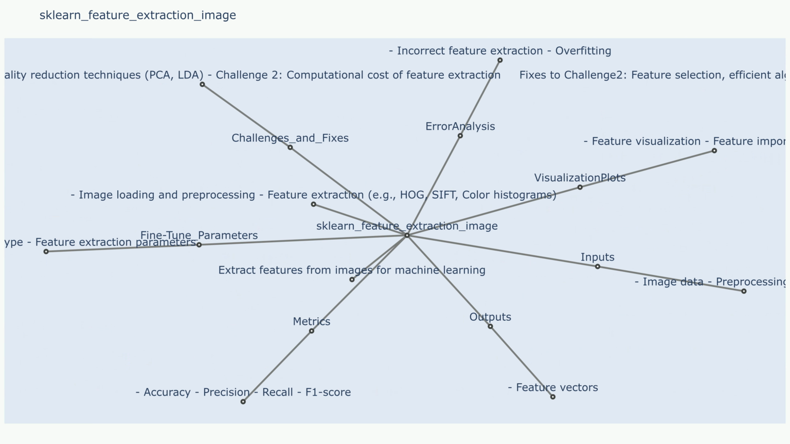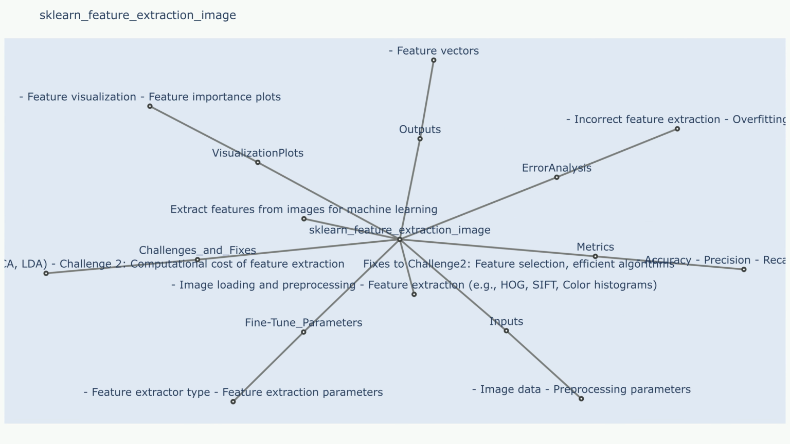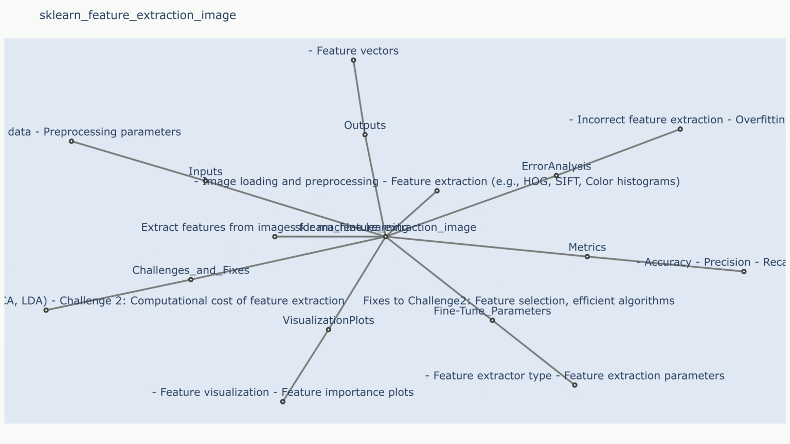Uncertainty method 1, ensemble methods. Use multiple feature extraction techniques or different parameter settings for each technique to create an ensemble of feature representations. This helps capture a wider range of information and reduces the impact of individual feature extraction biases. Uncertainty method 2, Bayesian approaches incorporate prior knowledge or probabilistic models to estimate the uncertainty associated with extracted features, providing confidence intervals or probability distributions for feature values.